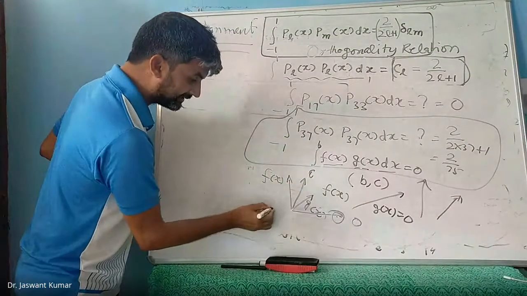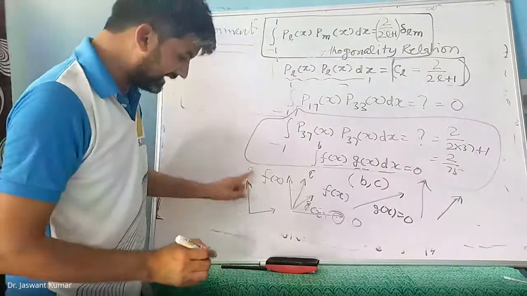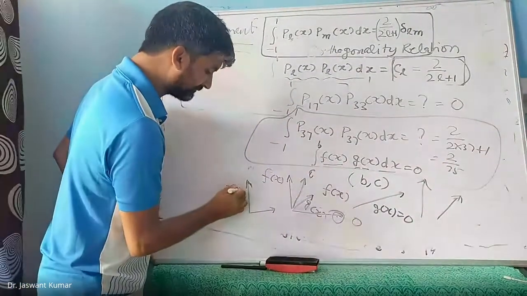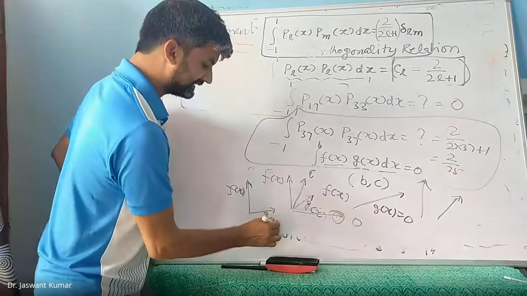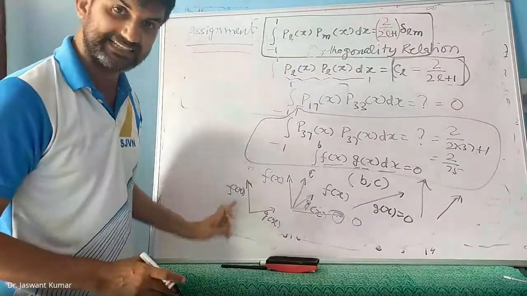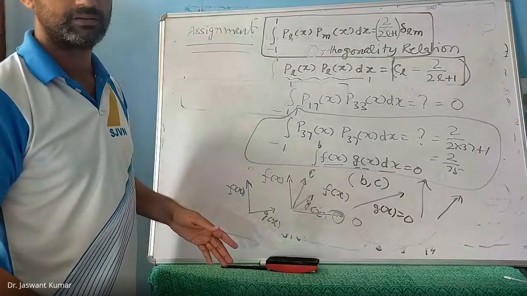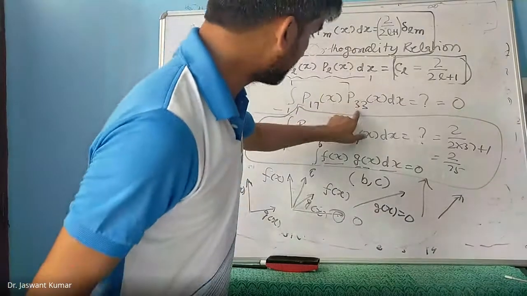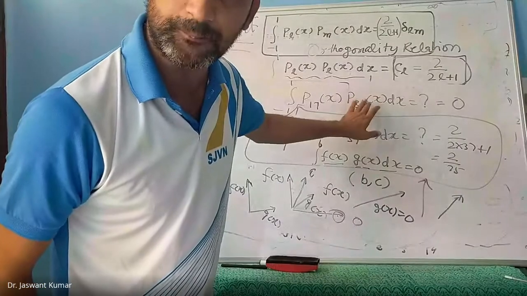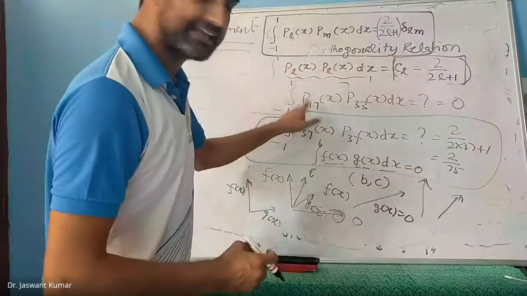Orthogonal means, in the component direction, so this is f of x, this is g of x. These two will be orthogonal. Why? Because the component of g of x in the direction of f of x is 0. So we can say that the components of two functions do not superpose each other. This implies that there is no component of p33 of x in the direction of p17 of x.